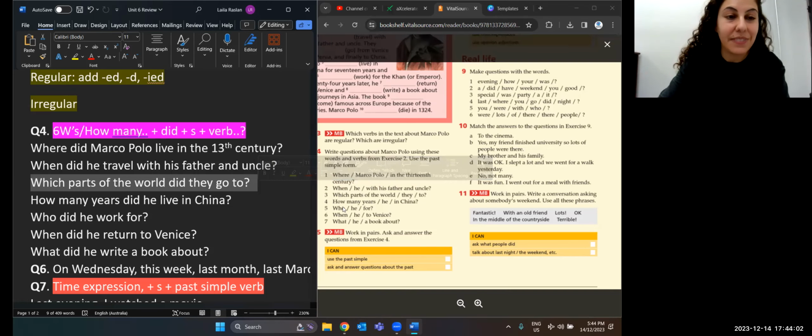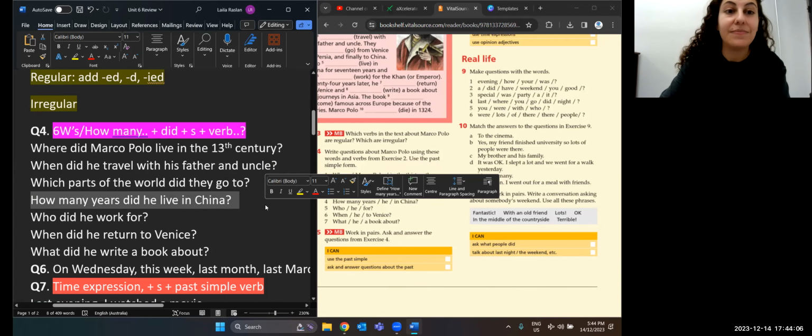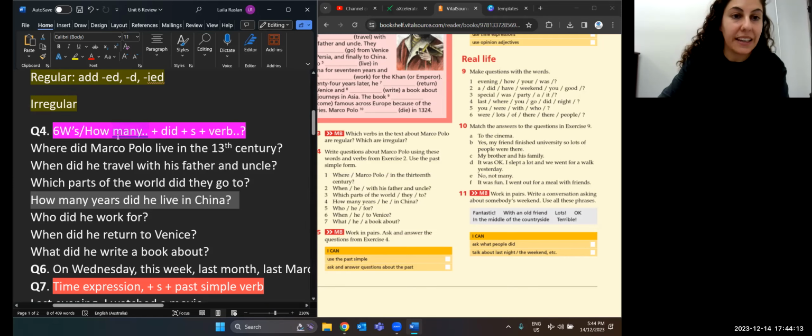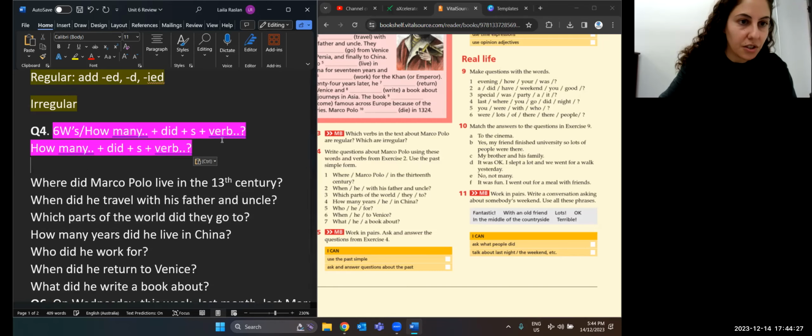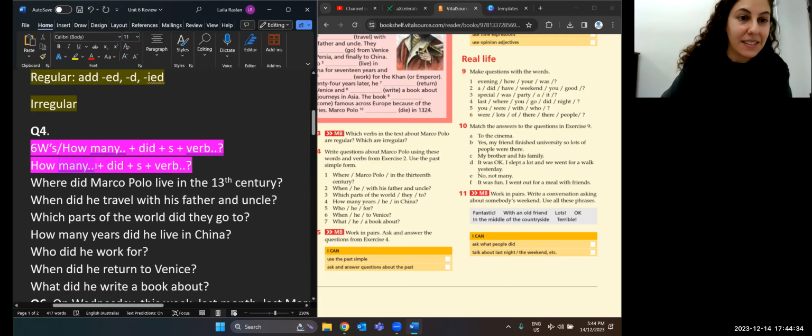And how many? Next question, how many years in China? Yeah. So how many years? So with how many, I might make a separate rule for how many. You need a noun. So the question should look like this. So when I make a question with how many, I must add a noun.